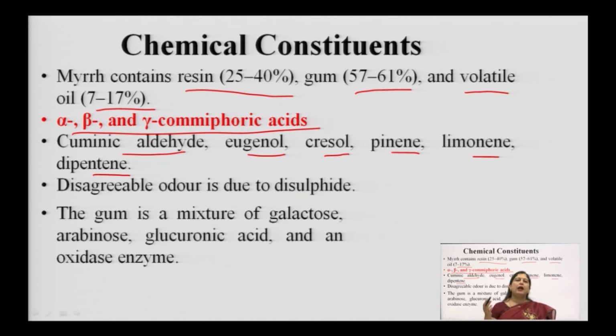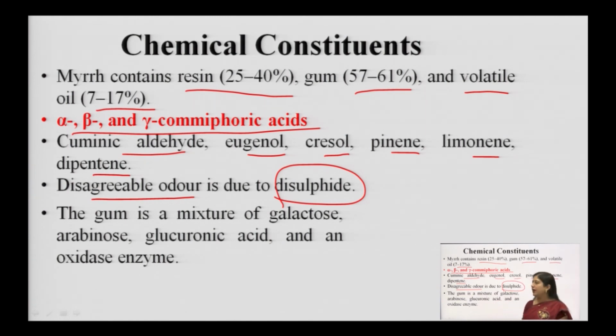Cuminic aldehyde is an aldehyde type of volatile oil. Eugenol, we have studied, it has a hydroxy group, it is found in clove and cinnamon. Then cresol, pinene, limonene, dipentene, these are the hydrocarbon alkene type volatile oils. And the disagreeable odor, sometimes people say that there is a disagreeable odor on storage, that is due to a disulfide substance which is present in this myrrh. And the gum of this myrrh is a mixture of galactose, arabinose, glucuronic acid, and there is also one enzyme named oxidase enzyme which is present in myrrh.